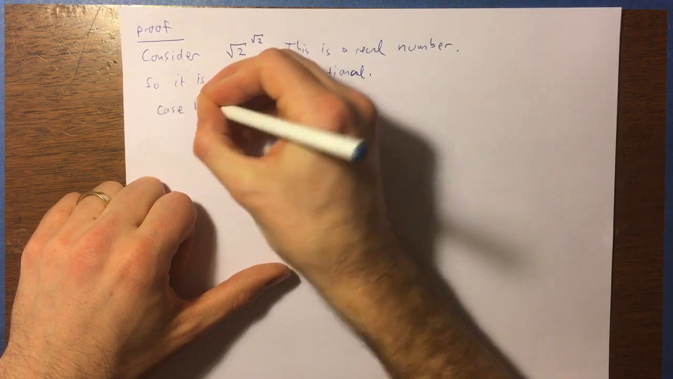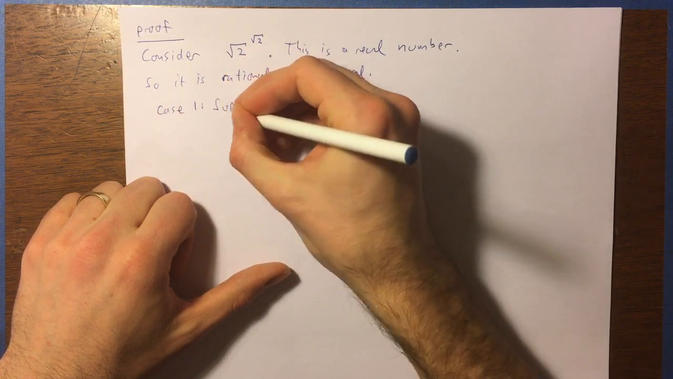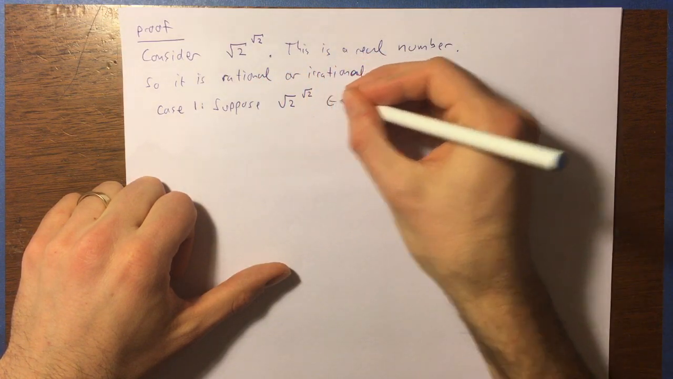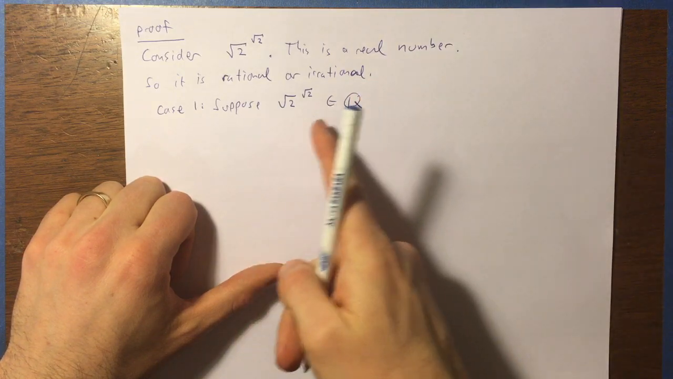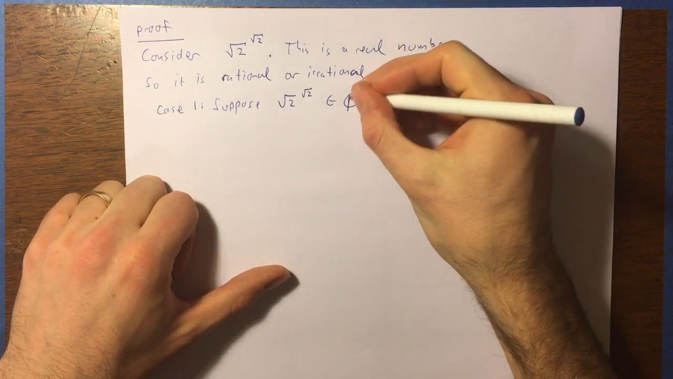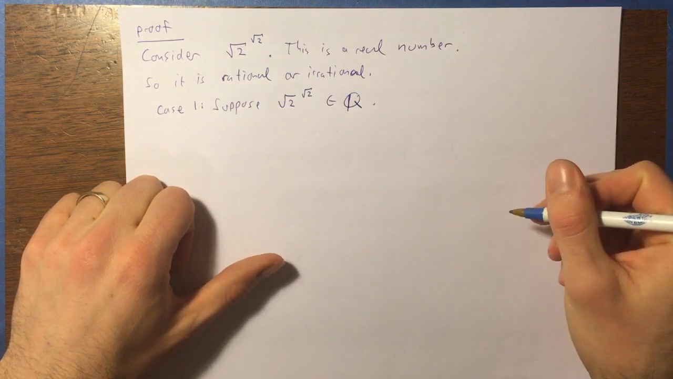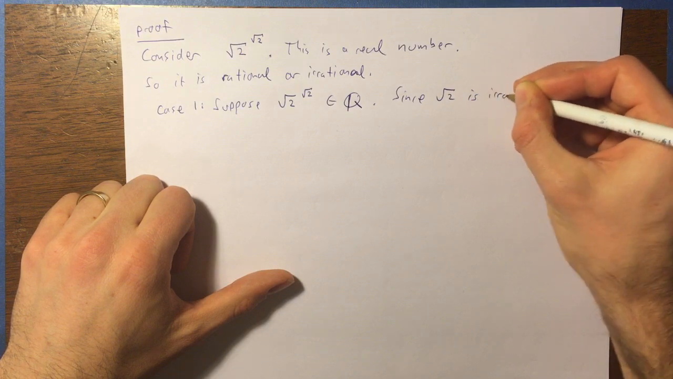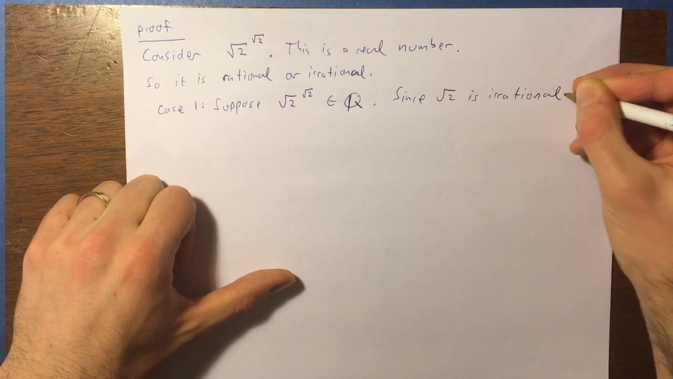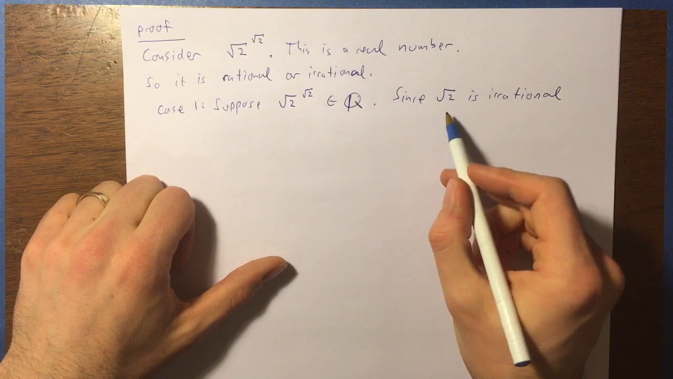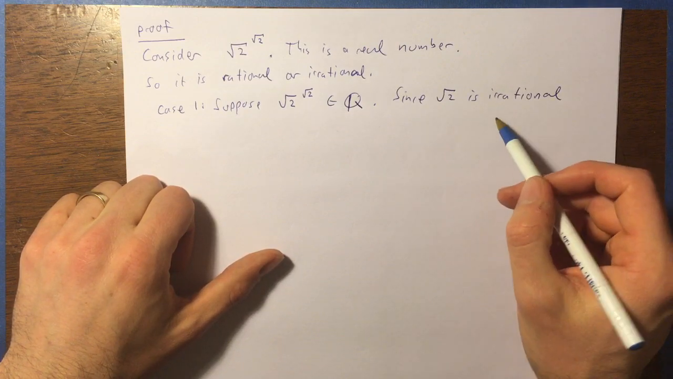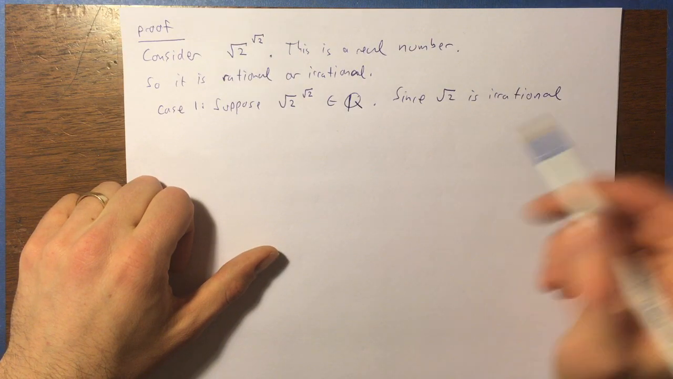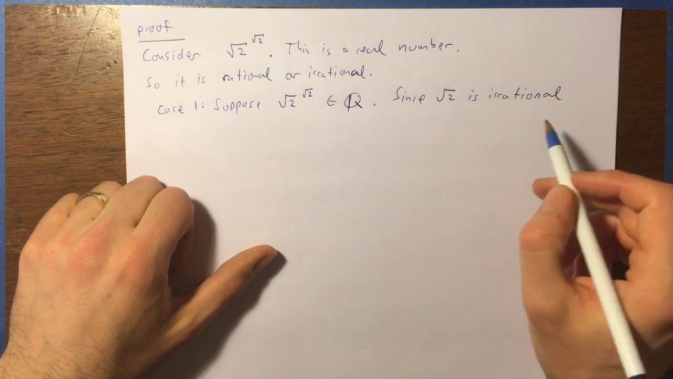So case 1, let's suppose that the square root of 2 to the power square root of 2 is rational. So it is an element of the set of rational numbers, where Q represents rational numbers. Well, since the square root of 2 is irrational, and I'm taking that as a fact at the moment, proving that the square root of 2 is irrational is something the Greeks did a very long time ago, and it's a very interesting proof. I recommend checking it out sometime, but we're just going to take it as a given.